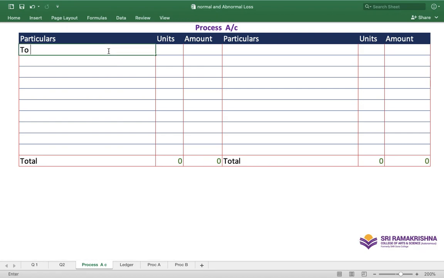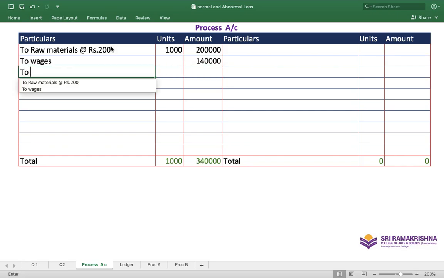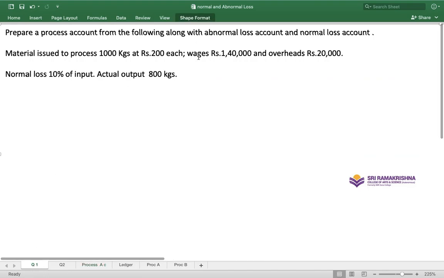So to raw materials, 1000 kgs. This is valued at rupees 200. So 1000 into 200, 2 lakhs. Wages, as we know, is 1,40,000. To overheads, overheads is 20,000.